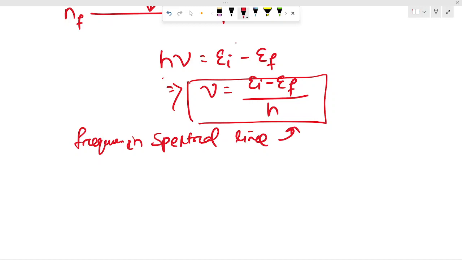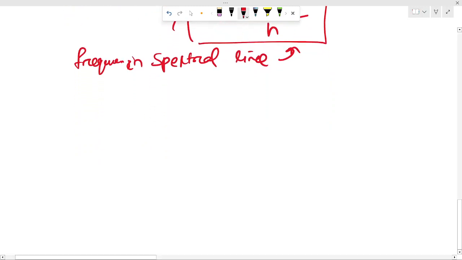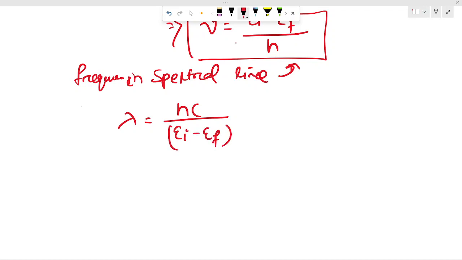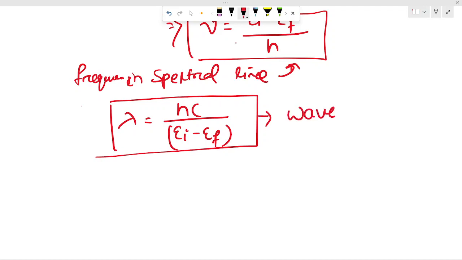Okay, we are good to go. So if I have the expression for frequency, I can also calculate the value of wavelength. We know nu into lambda is equal to c. So I can write the expression for lambda as hc upon E initial minus E final, isn't it? Yes. This one is the expression for wavelength. Okay.